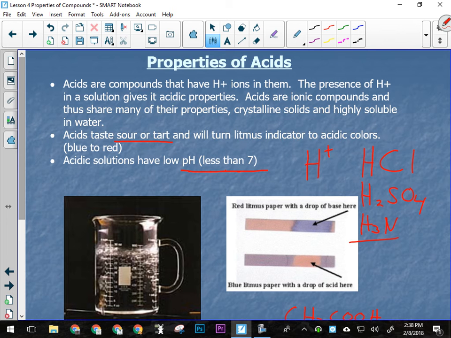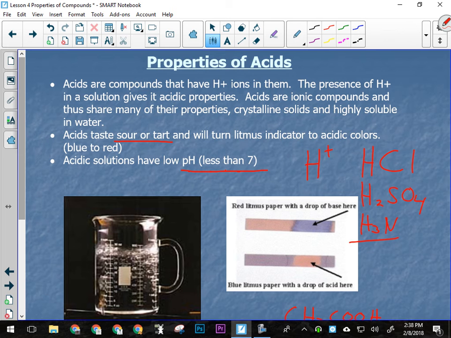And we'll also run just some regular, observable properties tests. What does it look like? Is it crystalline or non-crystalline? Is it solid, liquid, or gas? Okay, things like that. It's kind of the easily observable properties that we'll also record, because they'll help us to identify things.